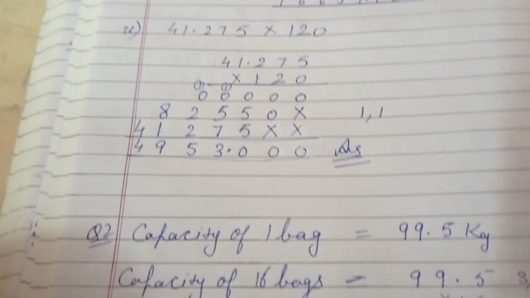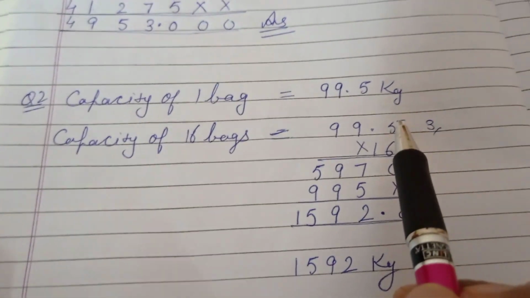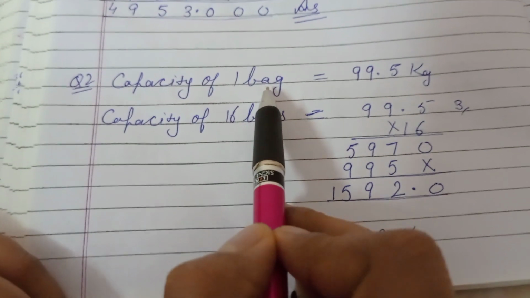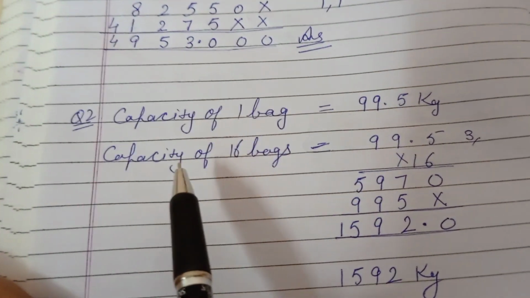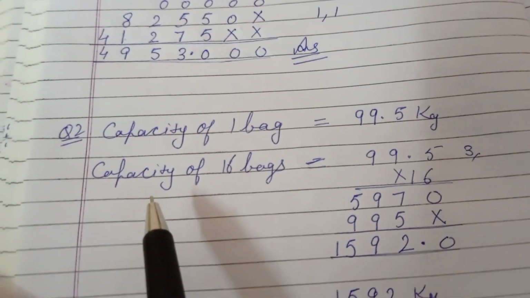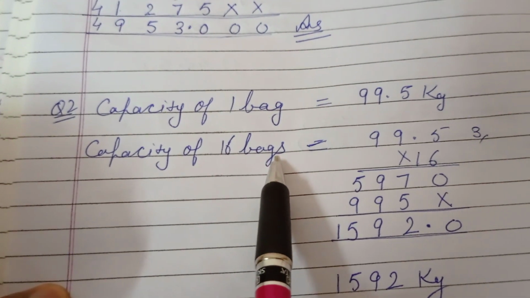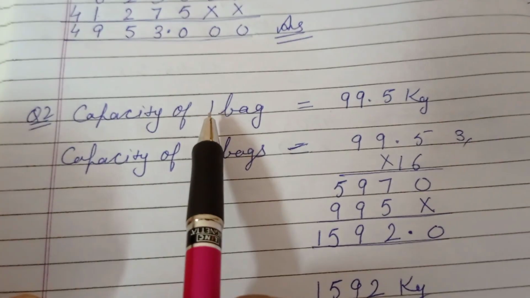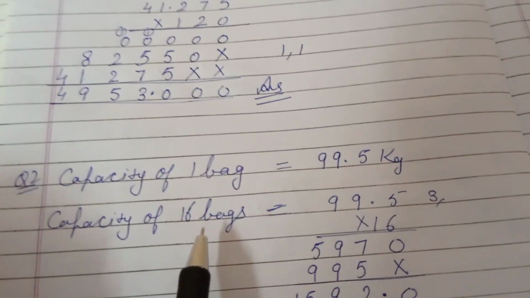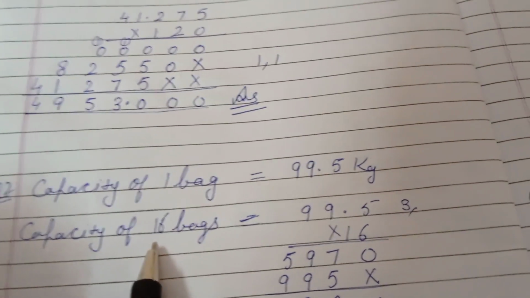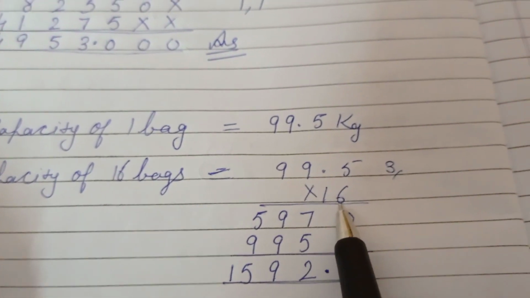Next, word problem, beta. Second question, a bag contains 99.5 kg of wheat. So what is the capacity of one bag? 99.5 kg. The question is, find the total quantity of wheat in 16 such bags. You have to find the capacity of 16 bags. So children, you are smart enough to know that if you know the rate of one thing and you have to find the rate of many things, in that case you will multiply. So 99.5 multiplied by 16.